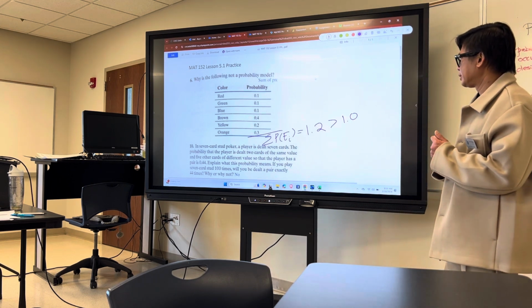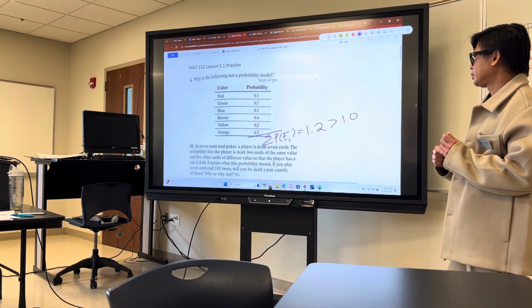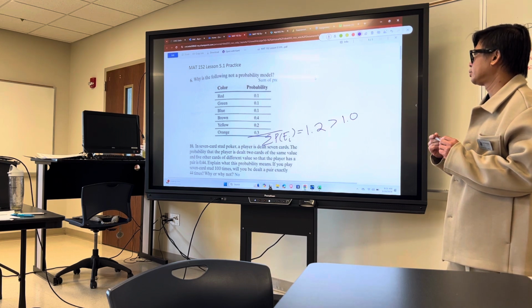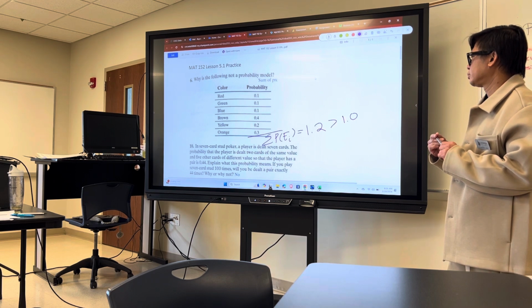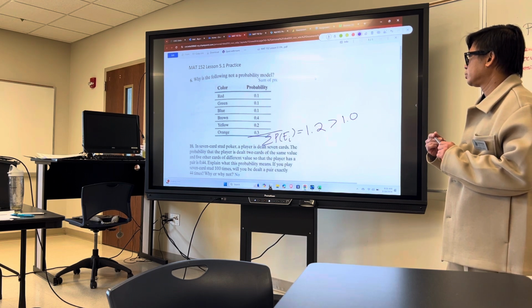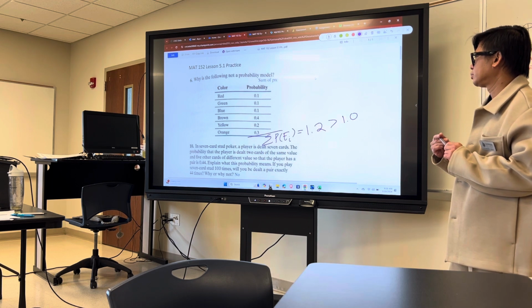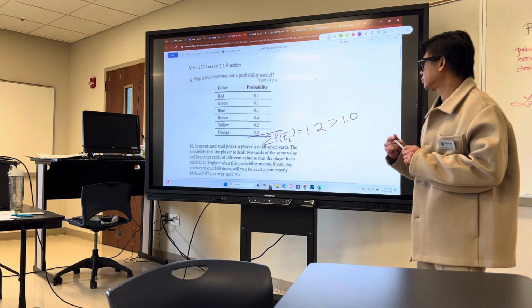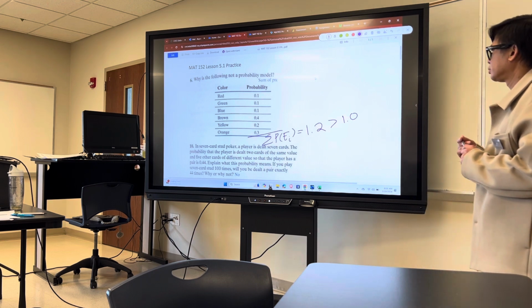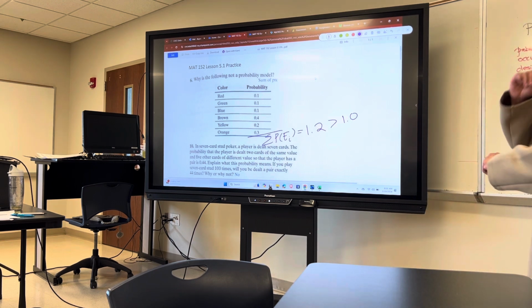In a 7-card stud poker, a player is dealt 7 cards. The probability that the player is dealt 2 cards of the same value and 5 other cards of different value, so the player has a pair, is 0.44. Explain what this probability means. If you play a 7-card stud 100 times, will you be dealt a pair exactly 44 times? Why or why not? What do you think, guys?